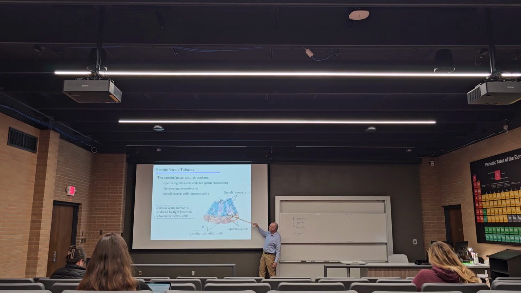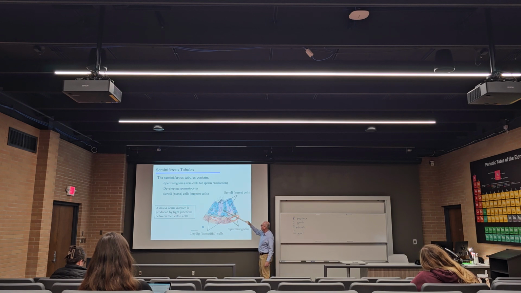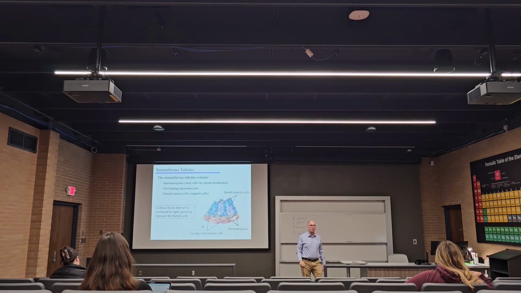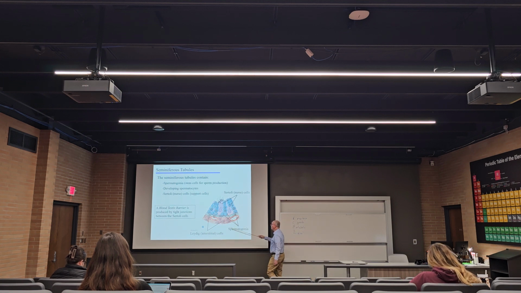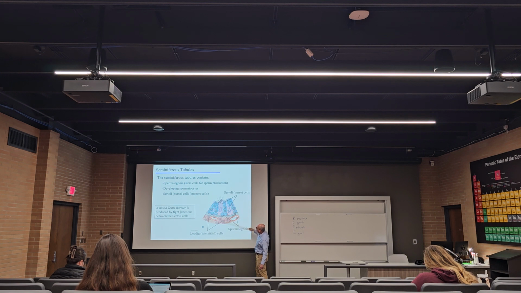And as they go from here to here, they are aided along by these larger cells out here. These are known as the Sertoli cells, also known as the nurse cells. So the nurse cells here are these big cells that you see in between the developing sperm, the spermatocytes. So again, out here we have the spermatogonia. Up here we have the developing spermatocytes. And then we have these nice big nurse cells known as Sertoli cells.